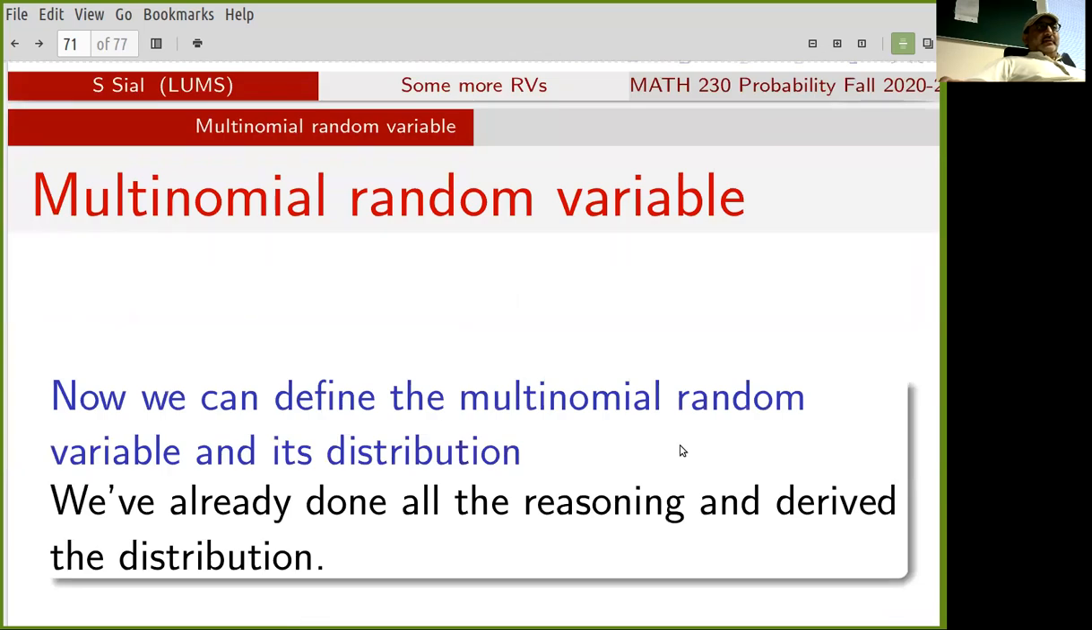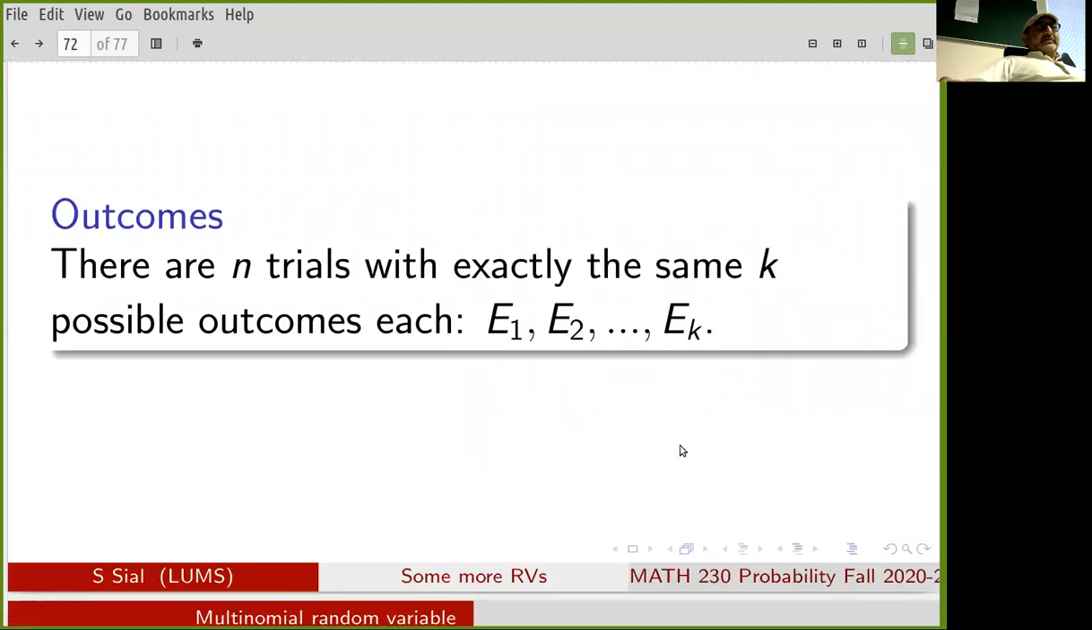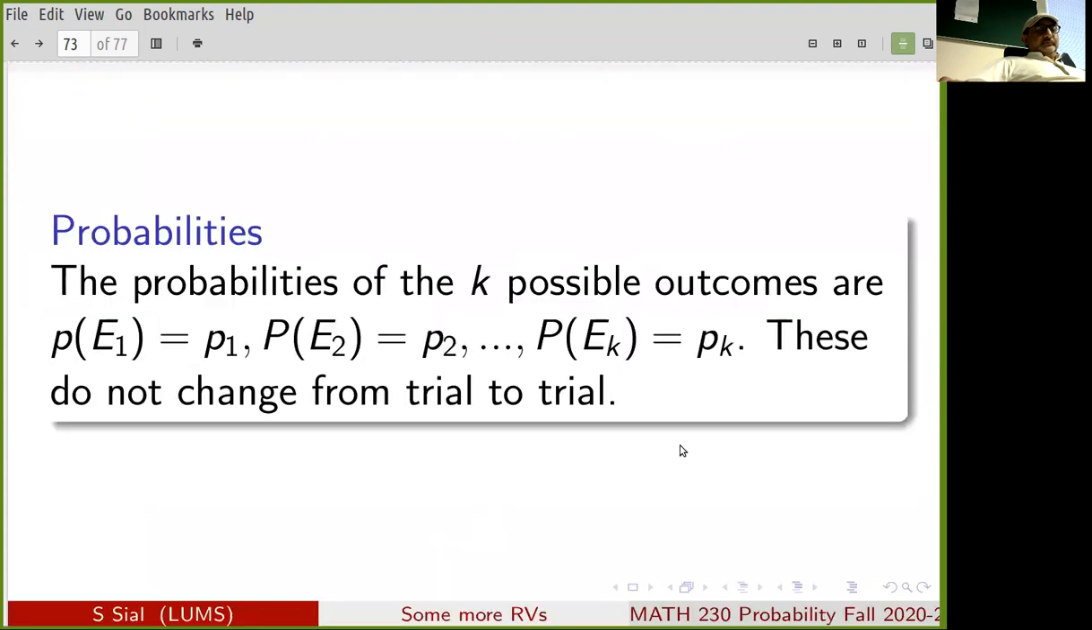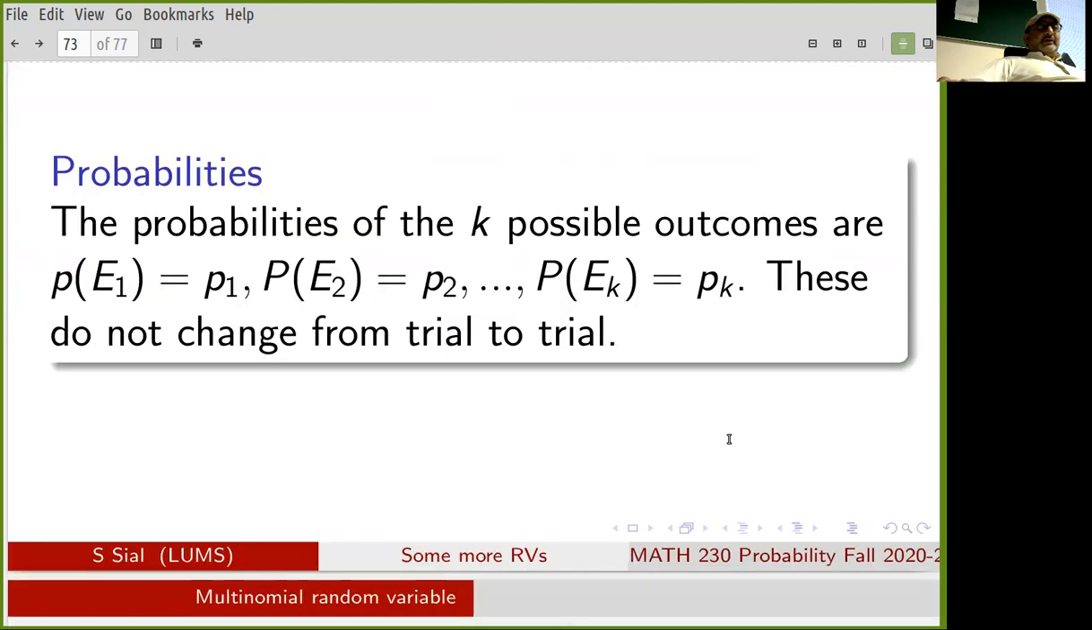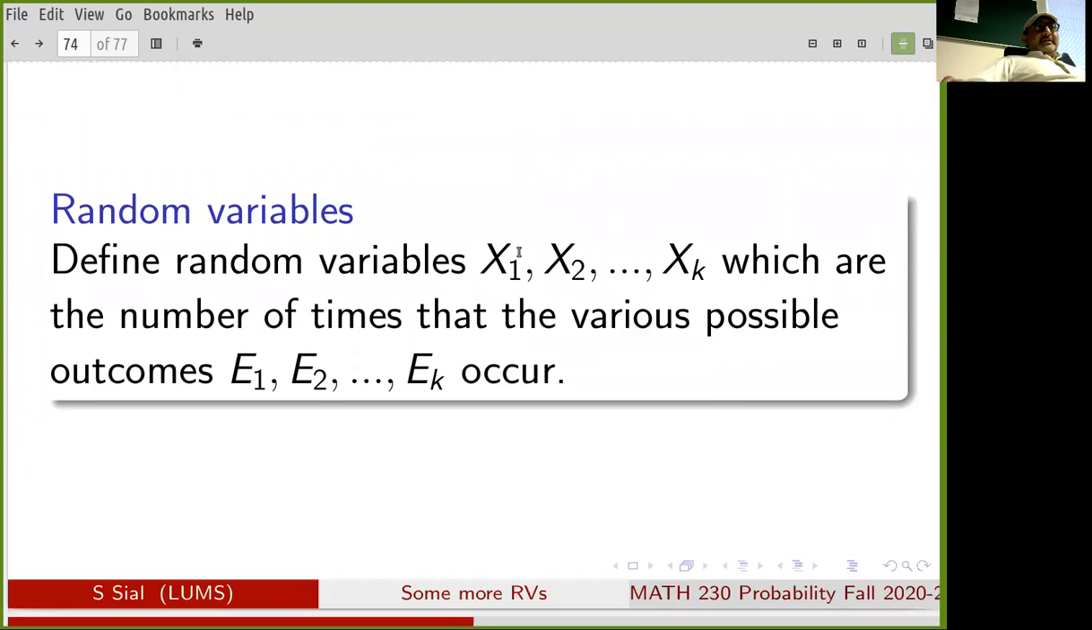So there are n trials with the same k possible outcomes each. We call those events E1, E2 up to Ek. The probability of getting the first outcome is P1, the probability of getting the second outcome is P2, up to the probability of getting the kth outcome is Pk, and these are not going to change from trial to trial. Then we define random variables x1, x2 up to xk, which are the number of times that each possible event occurs.